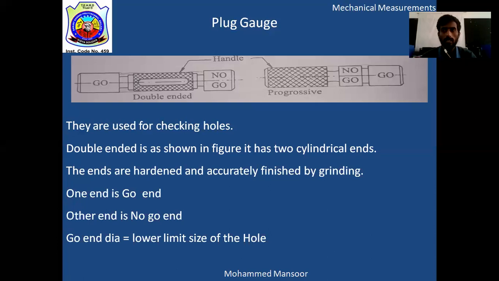Okay, so that is what we call a tolerance, the permissible deviations which we require. If you observe the go end dia, that is equal to the lower limit size of the hole, so less than this is not permissible. Next, the no go end dia is equal to the upper limit size of the hole, so more than this dia is not permissible. That is where we call it a lower limit size and upper limit size.